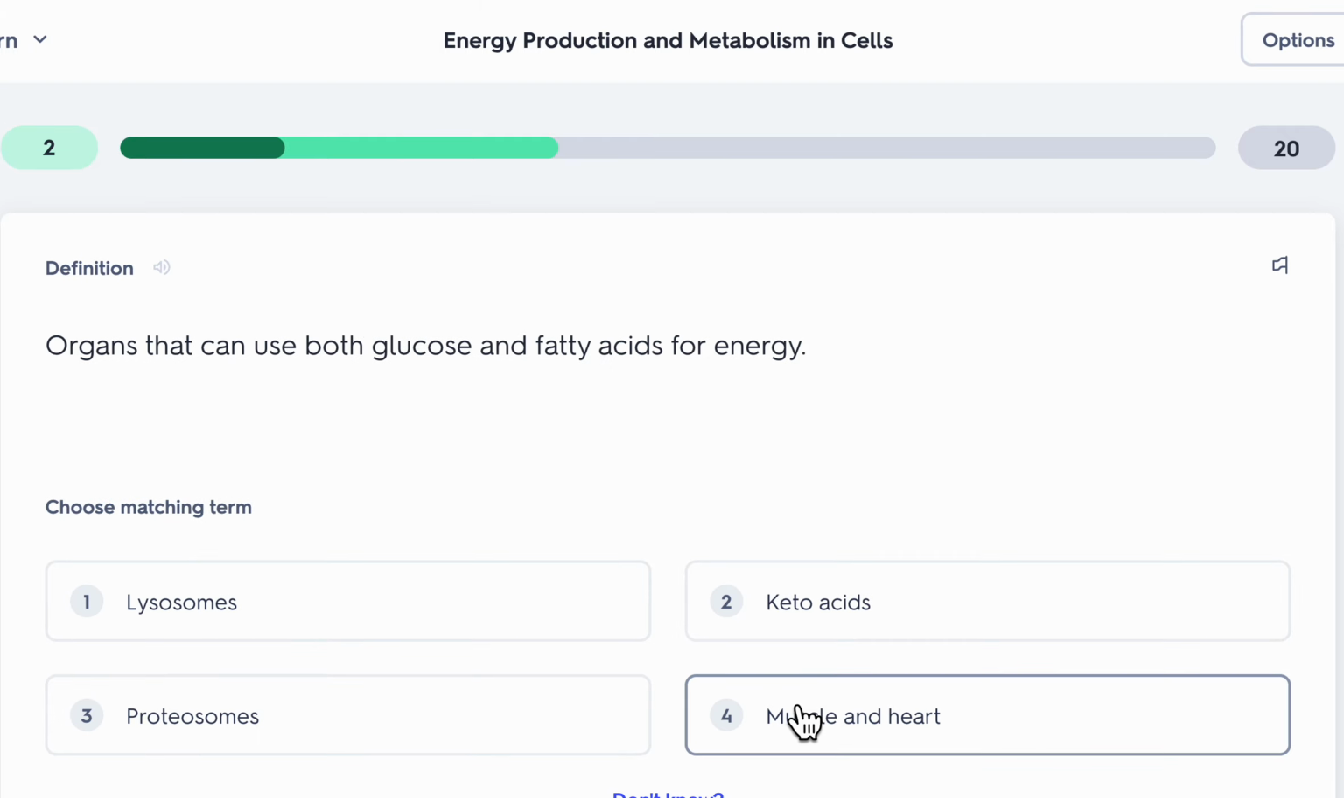Organs that can use both glucose and fatty acids for energy. An alternative energy source the brain can use during starvation.